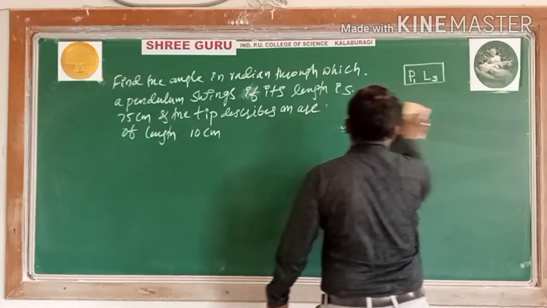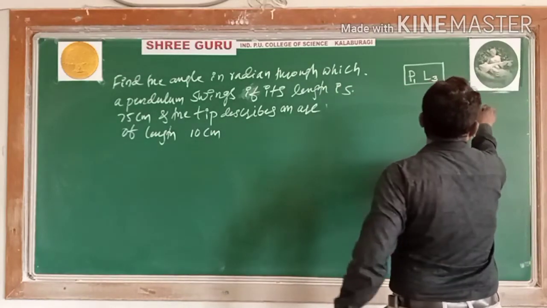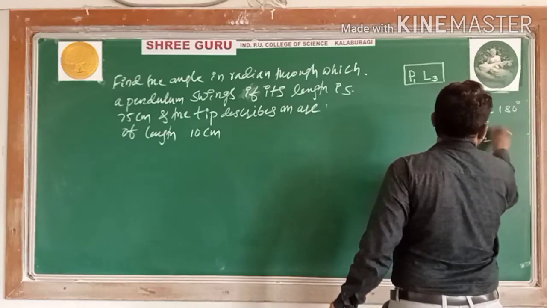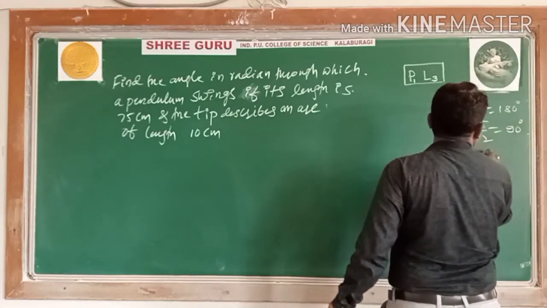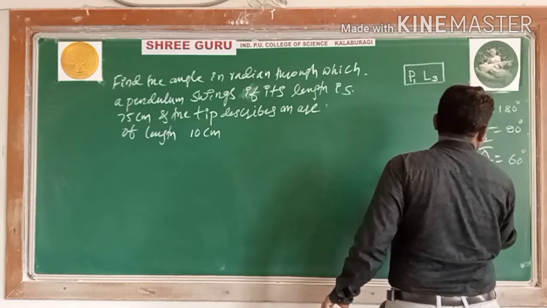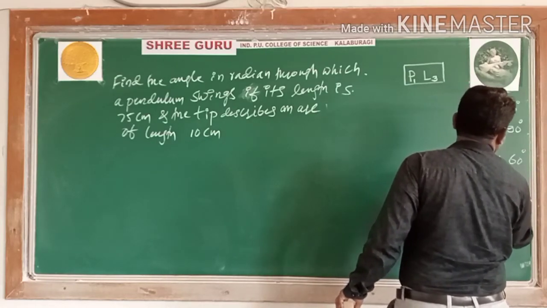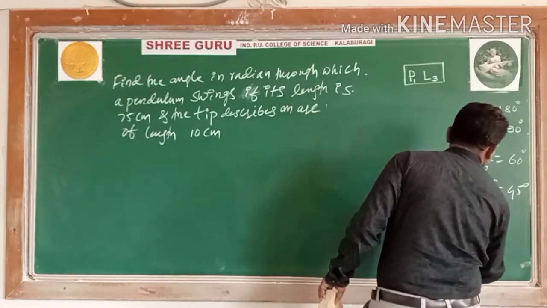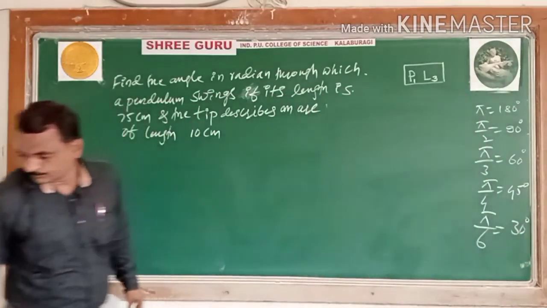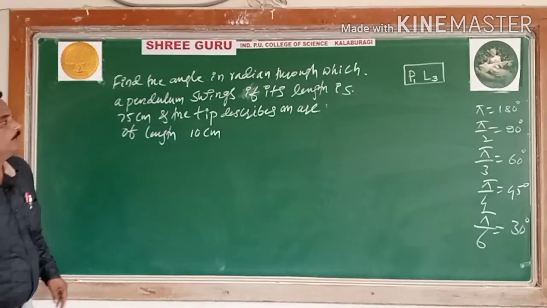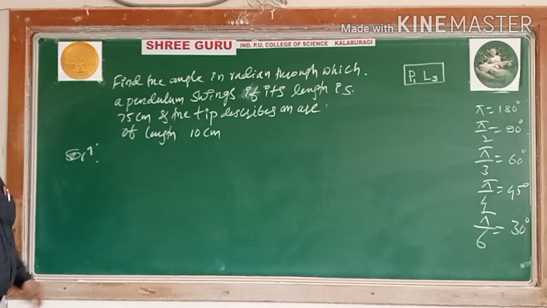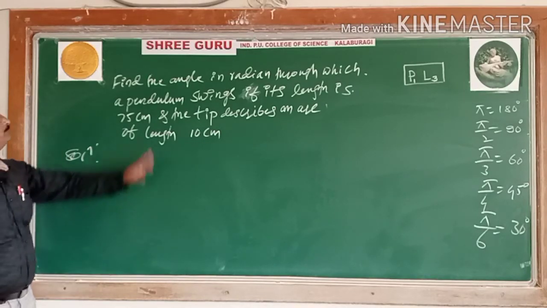Here I will remove this table. I will write like that. Pi is 180, half is 90, one third is 60, one fourth is 45 degree, sixth part is 30 degree. Remember it like that also, no problem, but you should remember it. Try to read and understand the given question here.